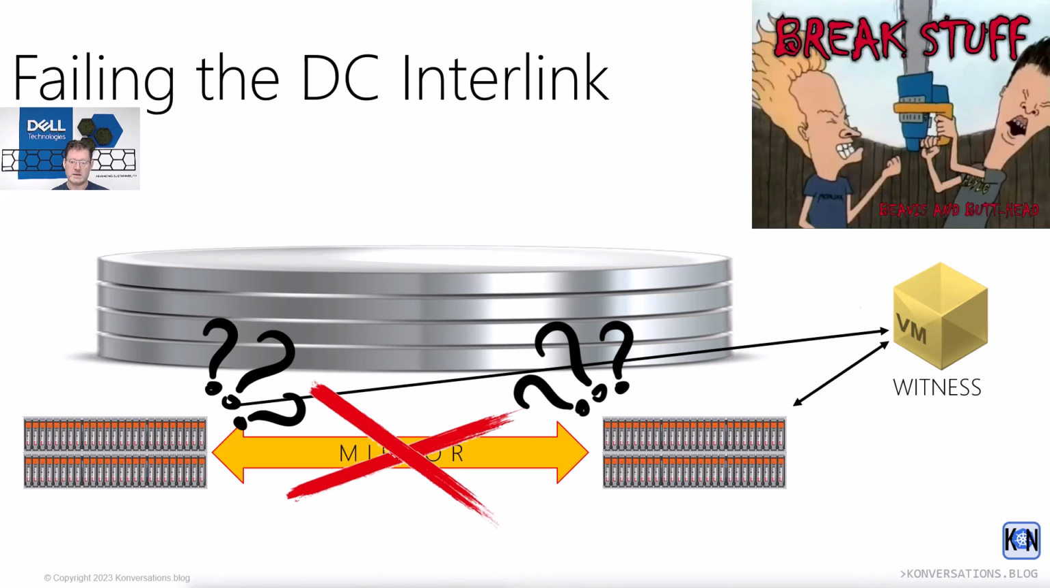And with a witness, the same thing will happen, because if I fail the interlink with a witness, both of the arrays will talk to the witness and they will understand that they're both still alive, which also means they have to disable access to the non-preferred volumes. So the response will be the same, even though the way it works is slightly different. So let's go on and break stuff, right? Let's fail the DC interlink and see what happens.